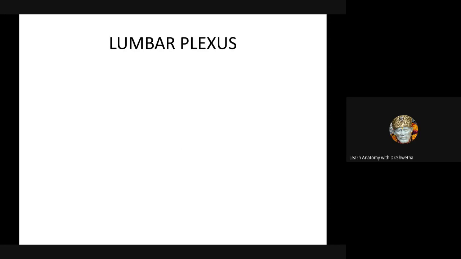First we'll start with the lumbar plexus. Now, what is this lumbar plexus? It is a network of nerves. They branch and join with each other to form a plexus, and that is called the lumbar plexus. Which nerves? It is mainly the lumbar spinal nerves.